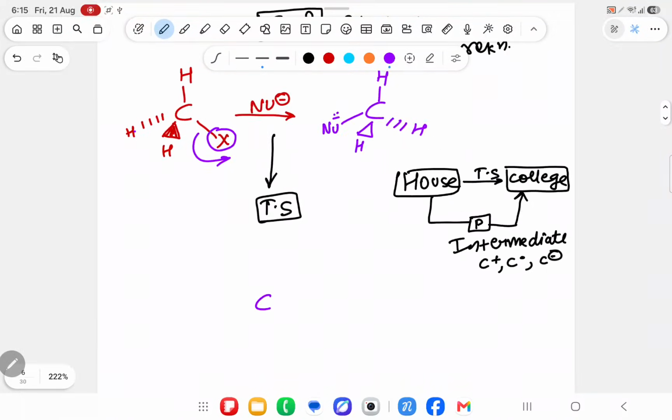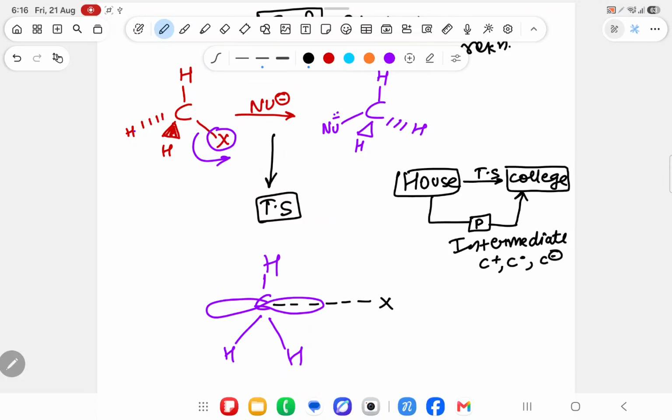In the transition state, carbon has 3 hydrogens. Check 1, 2, 3 hydrogen. The three hydrogens will be arranged like this, and in this situation there is a p orbital. From this p orbital, from this side X is leaving and the nucleophile is attacking. This means everything happens in only one step. Don't get confused, it is not a big deal.